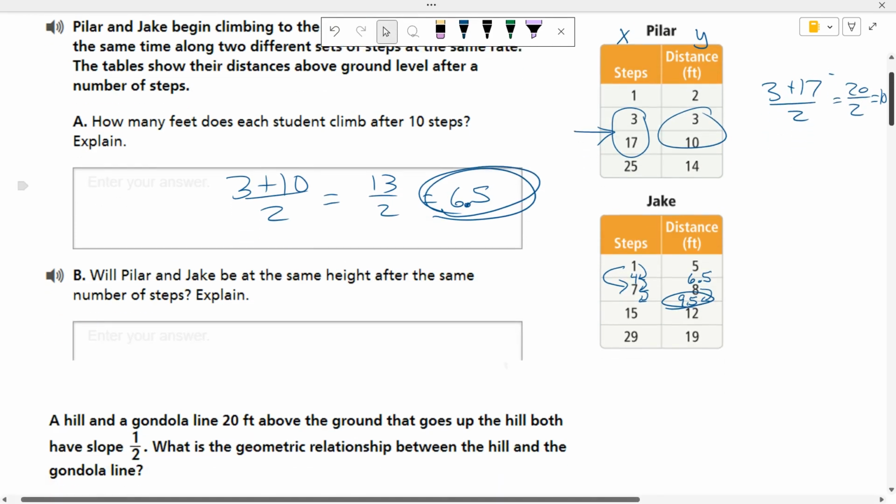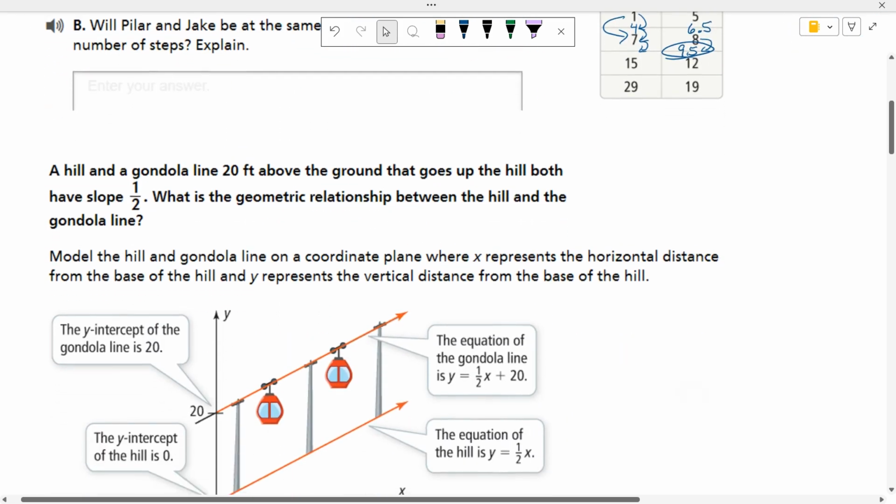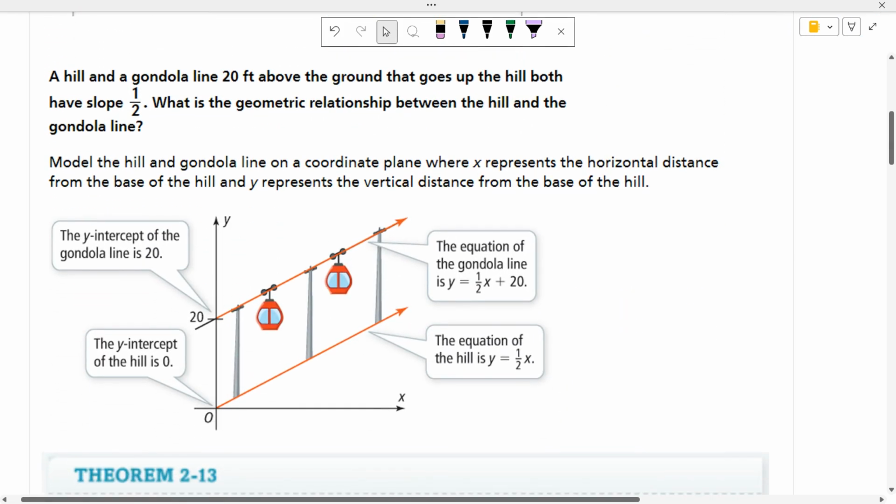Will they be at the same height? Well, no, we figured that out. They will not. All right.